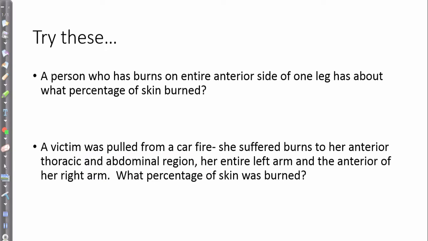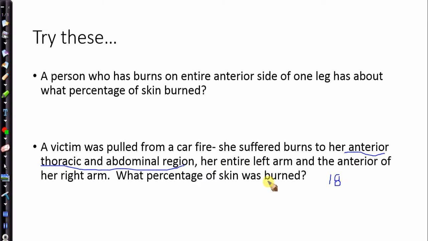What about the second one? A victim was pulled from a car fire. She suffered burns to her anterior thoracic and abdominal region, her entire left arm, and the anterior of her right arm. What percentage of skin was burned? So let's look at that as a calculation. Her anterior thoracic and abdominal region. Okay, so that's how much? That's 18%. Okay, rule of 9s.